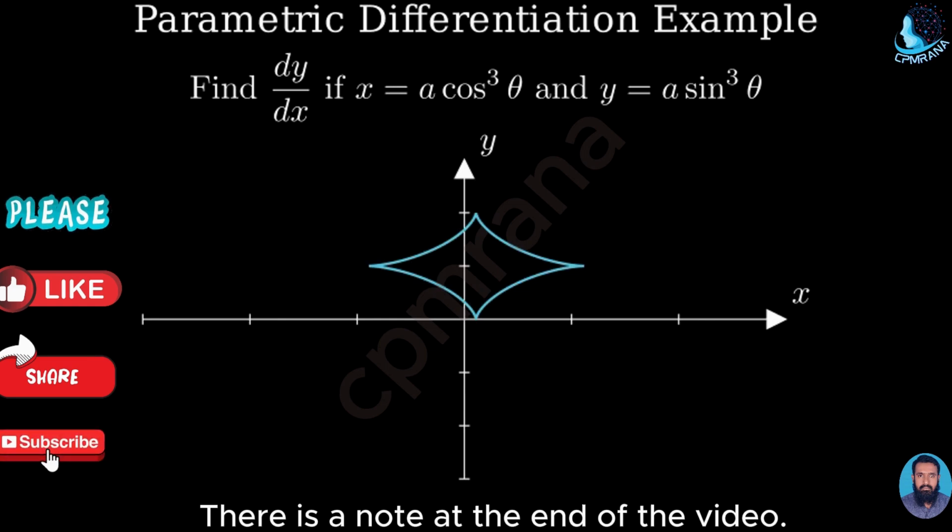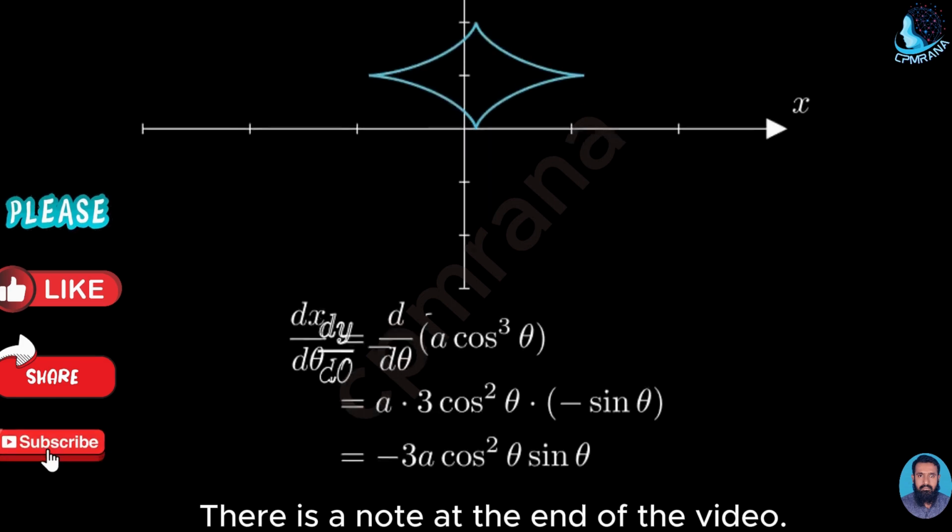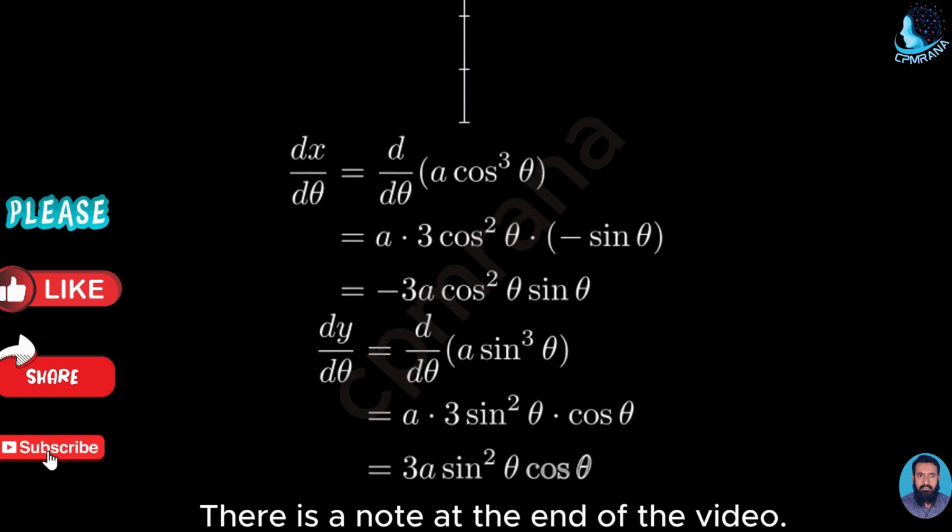To find dy/dx, we'll use the chain rule with respect to theta. First, let's find dx/dtheta by differentiating x with respect to theta. Next, we'll find dy/dtheta by differentiating y with respect to theta. Now, we can find dy/dx using the chain rule.